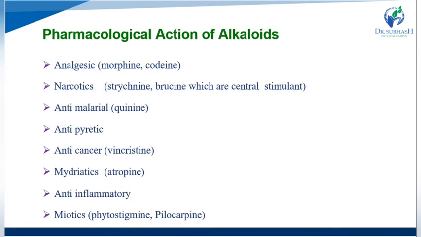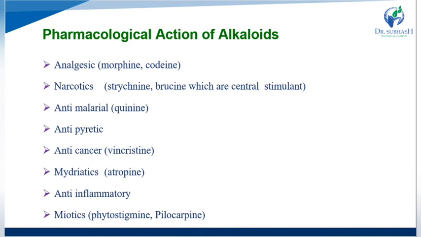Now we see the pharmacological action of the alkaloids. So first, that is analgesic. Their examples are morphine and codeine. Analgesic action, that is pain relief. Then narcotic. Their examples are strychnine and brucine, which are central stimulants. Then anti-malarial, that is quinine. Then antipyretic, then anti-cancer, that is vincristine and vinblastine. Then mydriatic, atropine, then anti-inflammatory, and miotics.